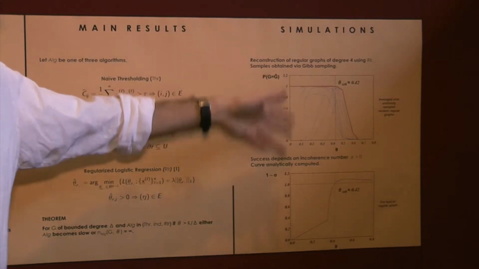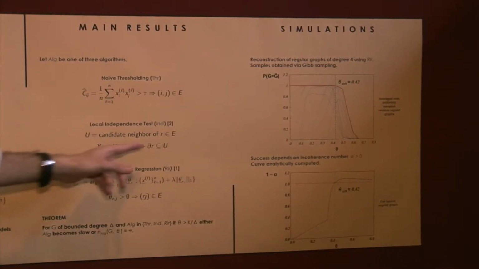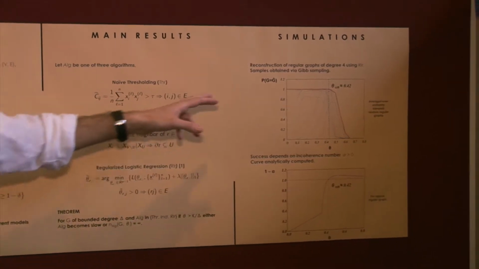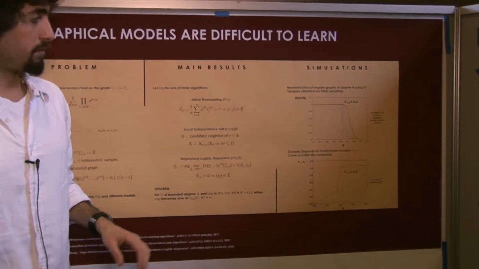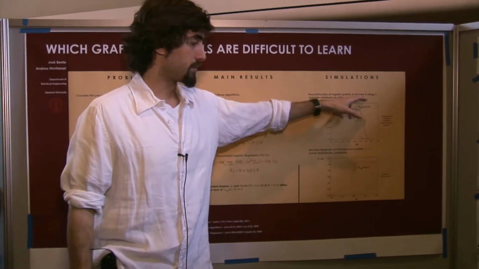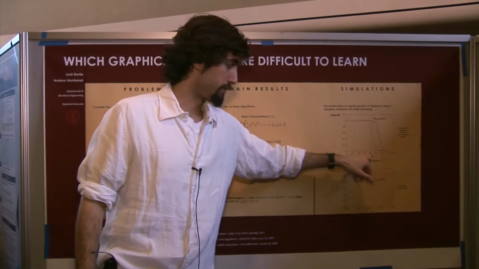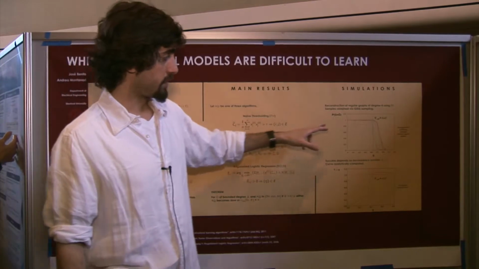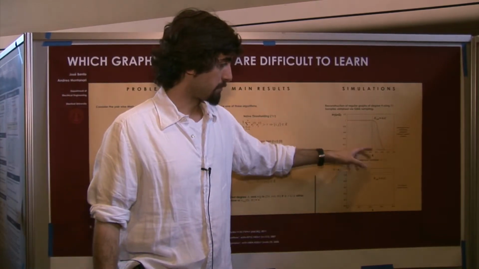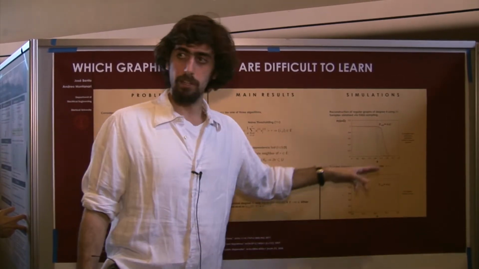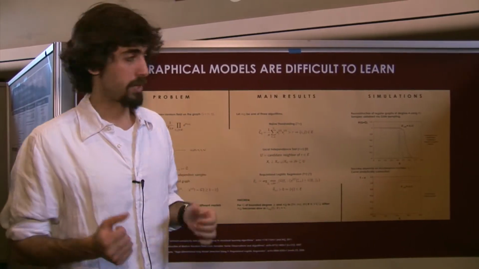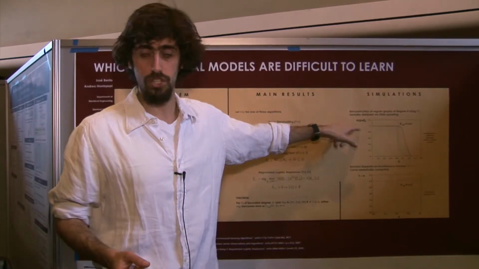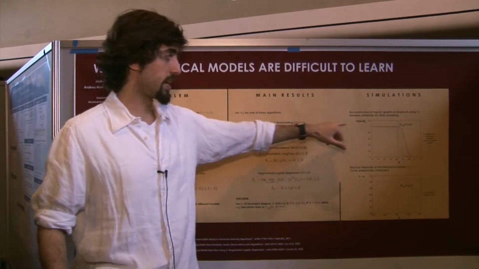These are just some simulations to exemplify these results for this particular algorithm. Here we see the probability of successful reconstruction of a regular graph of degree 4 as a function of the temperature, as a function of the link strength. As we can see, as the link strength becomes greater than the critical temperature, then reconstruction stops being possible. Here we are talking about exact reconstruction.